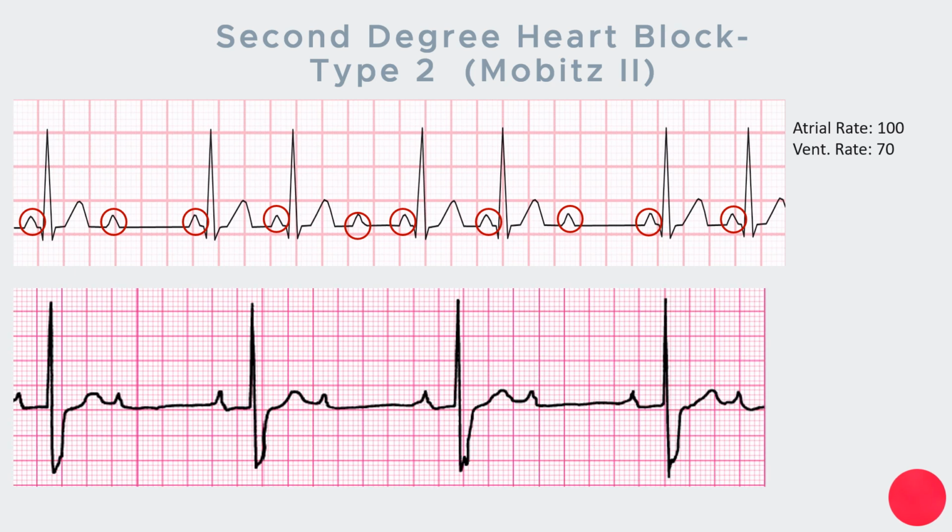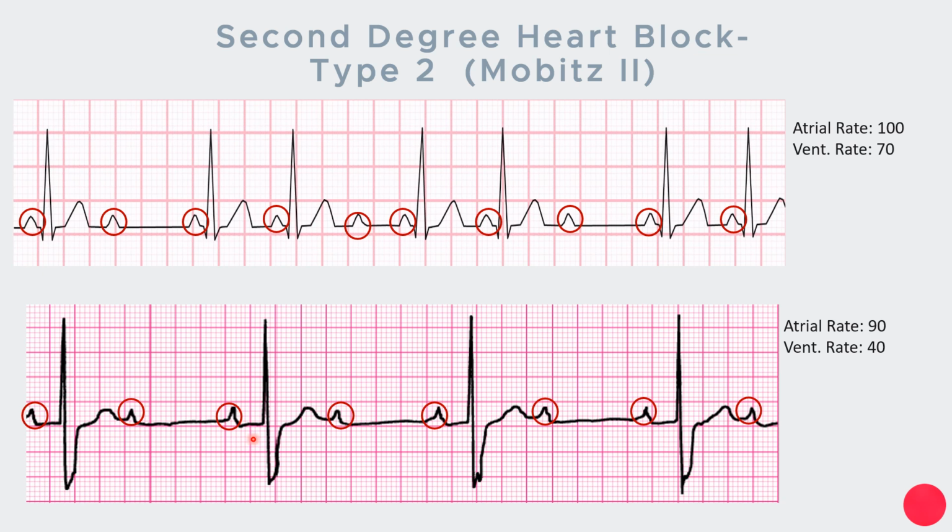Here is another example. This particular example appears to be regular when looking at your R to R, as it's every other beat that is allowed to the ventricles, and then every other beat that we have a dropped QRS, as you can see here. Our atrial rate is 90, and our ventricular rate is 40. Our PR intervals remain constant with this.